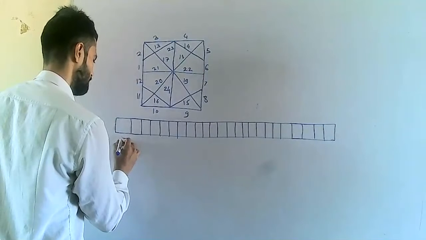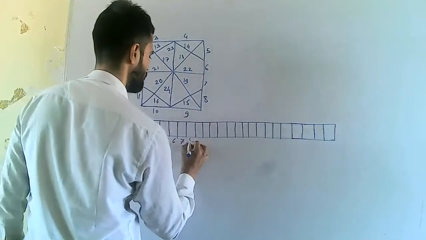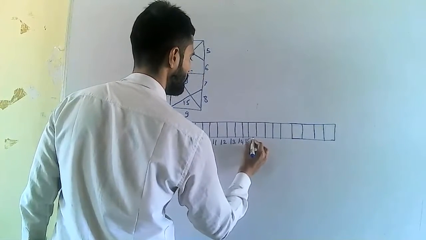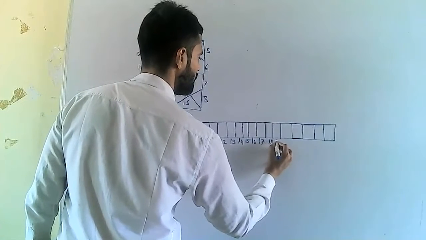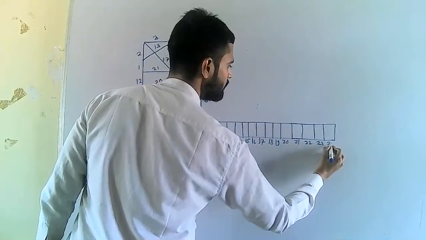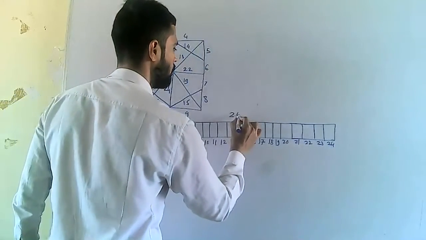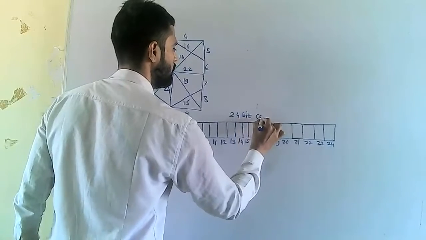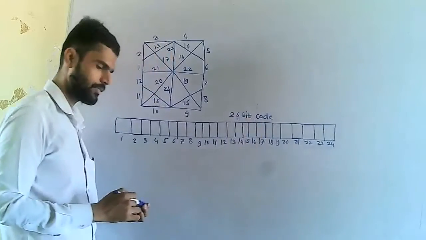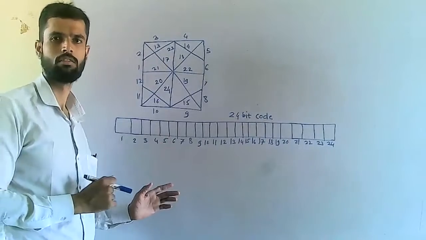Okay, that's 1, 2, 3, 4, 5, 6, 8, 11. Okay, so this is called as what? A 24-bit code. So what is meant by this 24-bit code? That is which line segments we are going to use in order to generate the character.